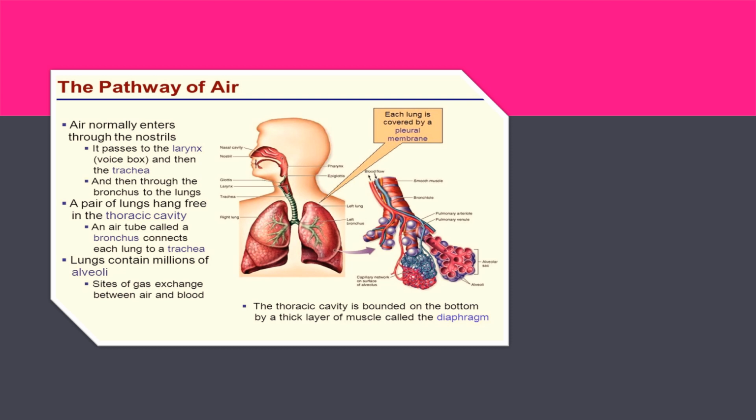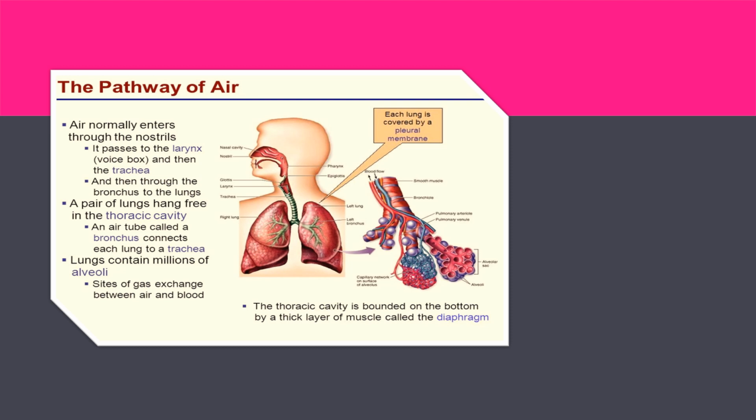The pathway of air. How does the air entering our nostrils finally reach the lungs? We're going to see that first. Air normally enters through the nostrils. It passes to the larynx, which is also known as the voice box, and then to the trachea, which is known as the windpipe. And from there, through the bronchus to the lungs.